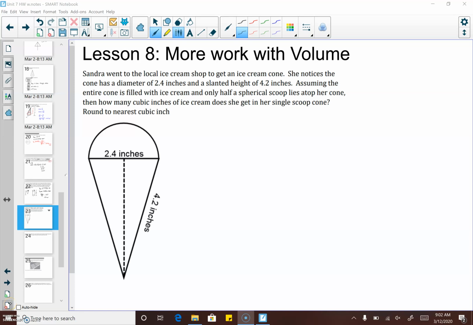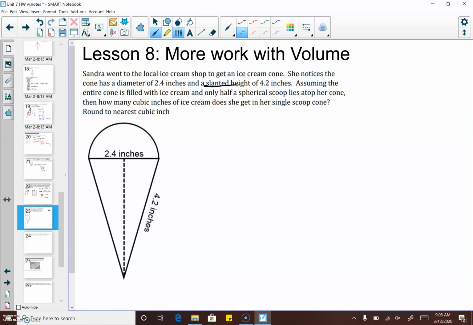For lesson 8's homework, we're going to do a little bit more work with some more challenging volume questions. So Sandra went to the local ice cream shop to get an ice cream cone. She notices that the cone has a diameter of 2.4 inches and a slanted height, that's going to be important, of 4.2 inches. Assume the entire cone is filled with ice cream and only half of a spherical scoop lies atop her cone. Then how many cubic inches of ice cream does she get in her single scoop cone?